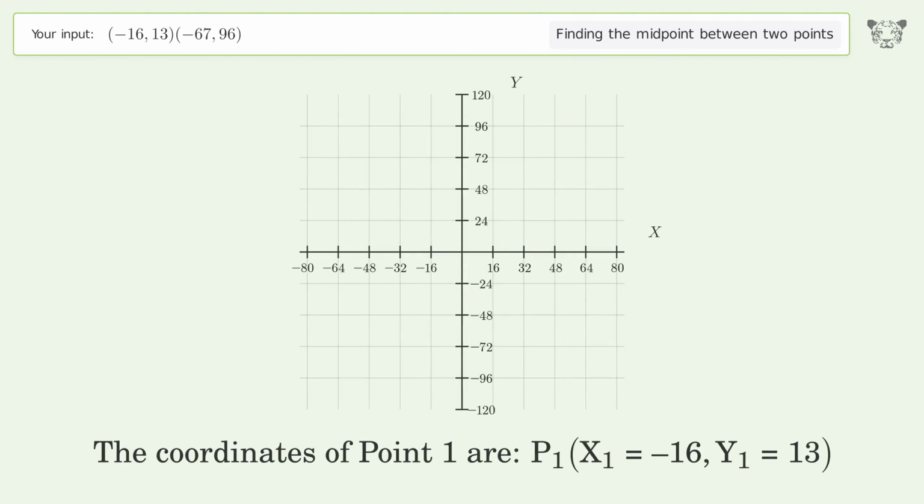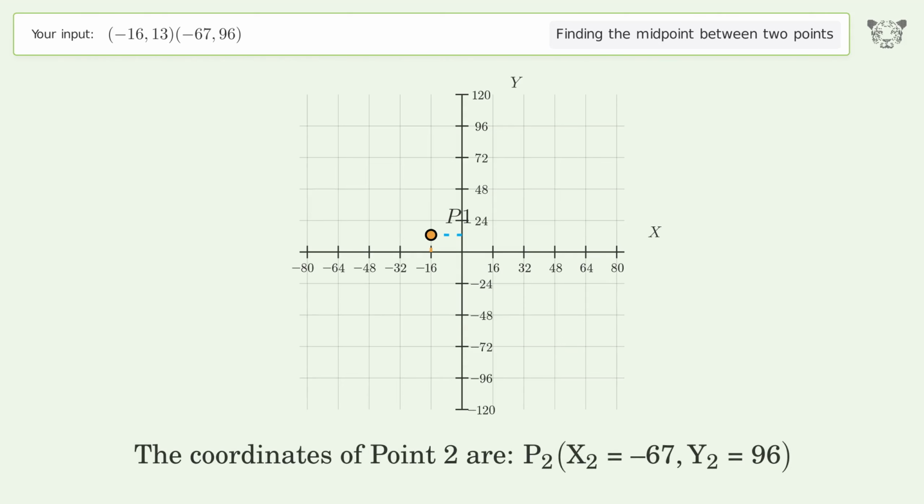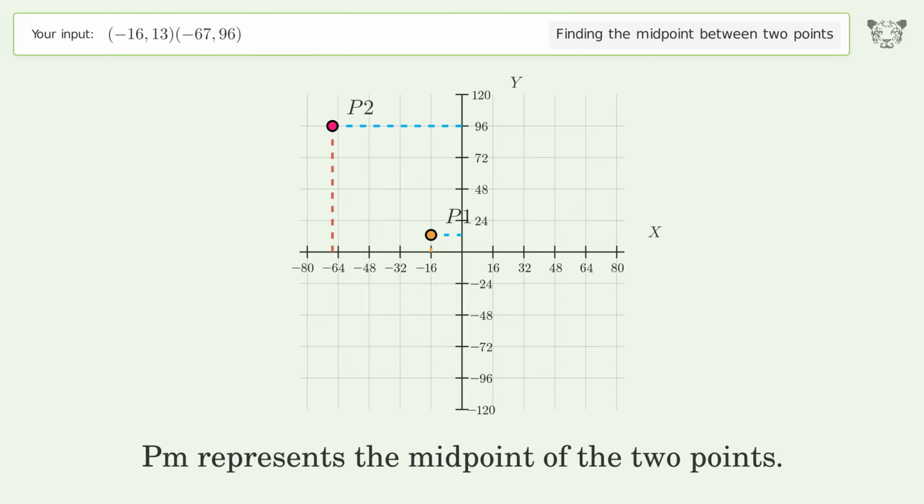The coordinates of point 1 are x1 equals negative 16, y1 equals 13. The coordinates of point 2 are x2 equals negative 67, y2 equals 96. PM represents the midpoint of the 2 points.